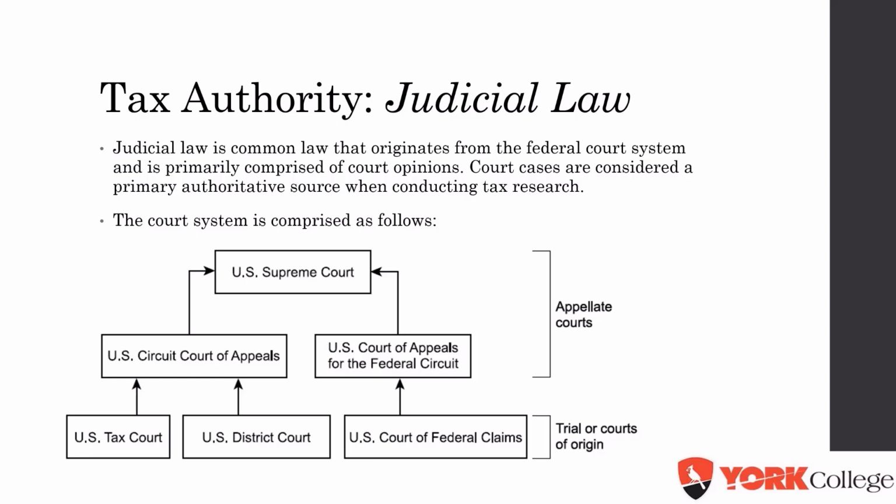essentially hears disputes, and within our judicial branch system, you see here on this diagram, it's the Supreme Court that sits at the very top, with the U.S. Circuit Court of Appeals and the U.S. Court of Appeals for the federal court. And then underneath that are the tax court, the district court, and the court of federal claims. So this is divided into the appellate level and the trial level.